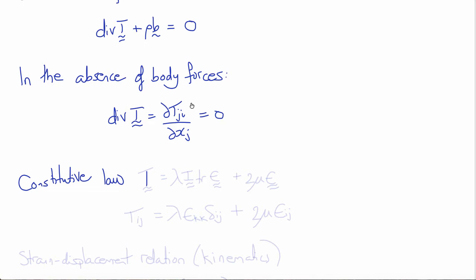Now the constitutive equation for linear elasticity of an isotropic Hookean solid states that the stress T is equal to lambda times I, the identity tensor, times the trace of the Cauchy strain, plus 2 mu times the Cauchy strain. Or in index notation, Tij equals lambda epsilon kk times delta ij plus 2 mu epsilon ij.